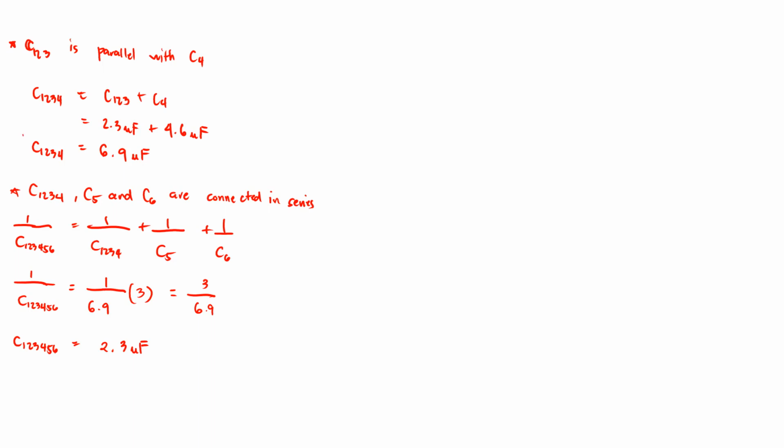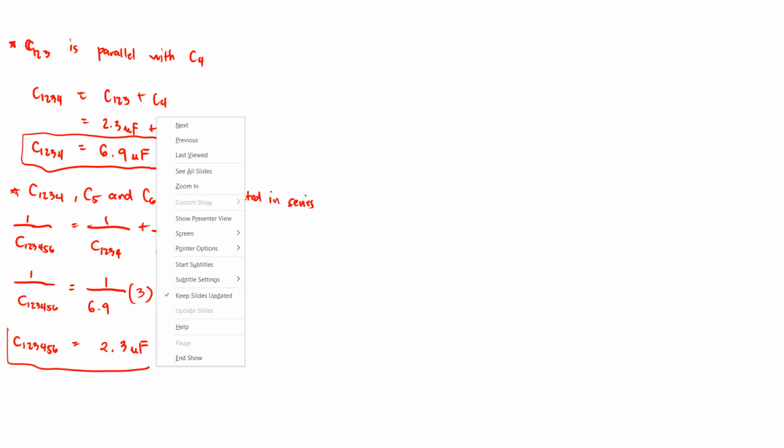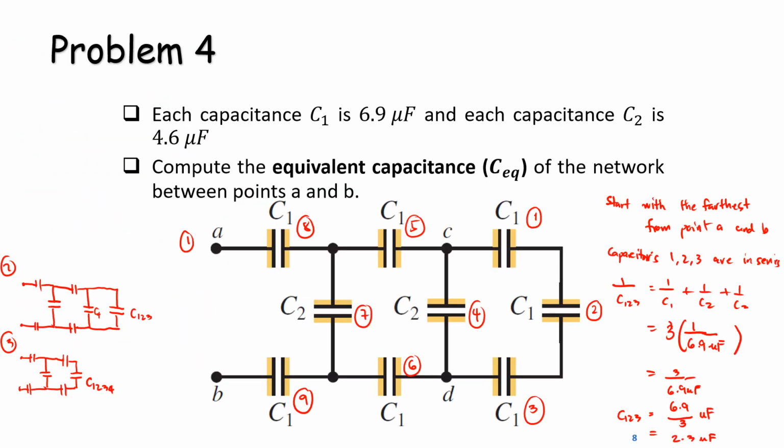Okay. So we have obtained C1234. We have also obtained C123456. So this will become something like this. You have, so this is your C123456. These three capacitors are replaced by another single capacitor with capacitance equal to C123456. Now, take note that it is connected in parallel with C7. So now we can get the C123456.